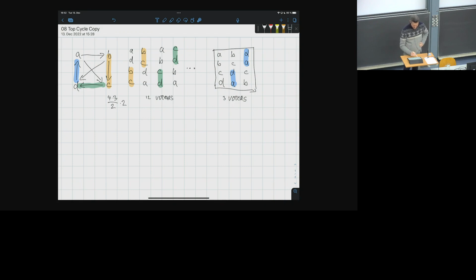But for the statement that I just gave you, for McGarvey's theorem, all that we need to know now is that we can have an arbitrary majority graph and then construct a preference profile that induces, let's just take this variant here, that induces this specific majority graph using an odd number of voters. And then all the edges here would have weight 1.